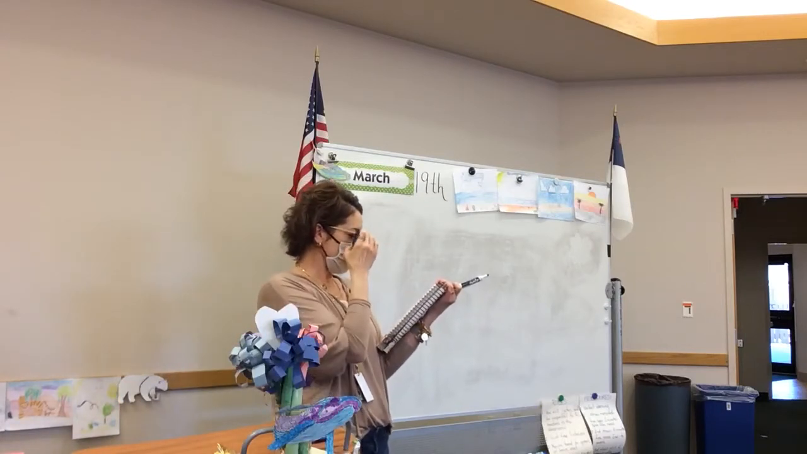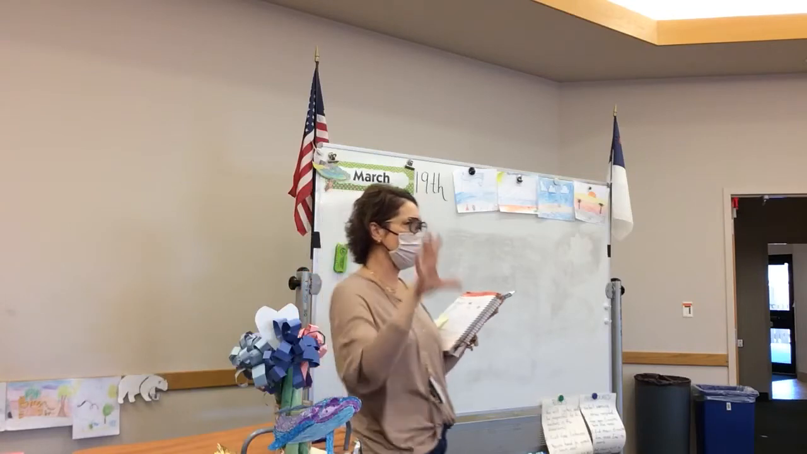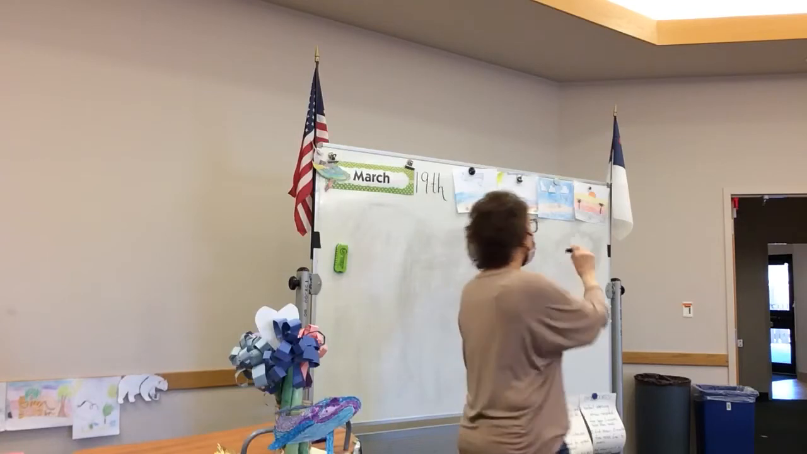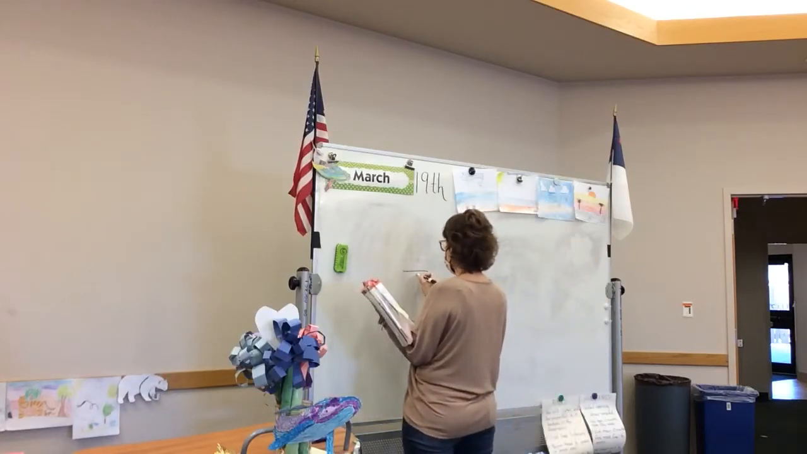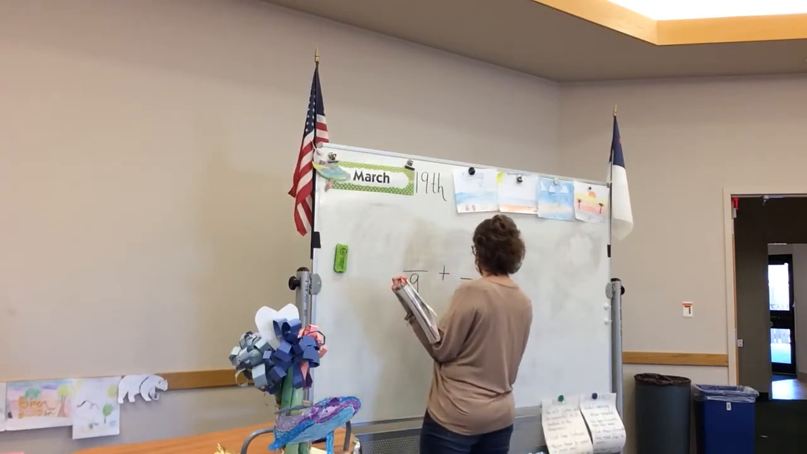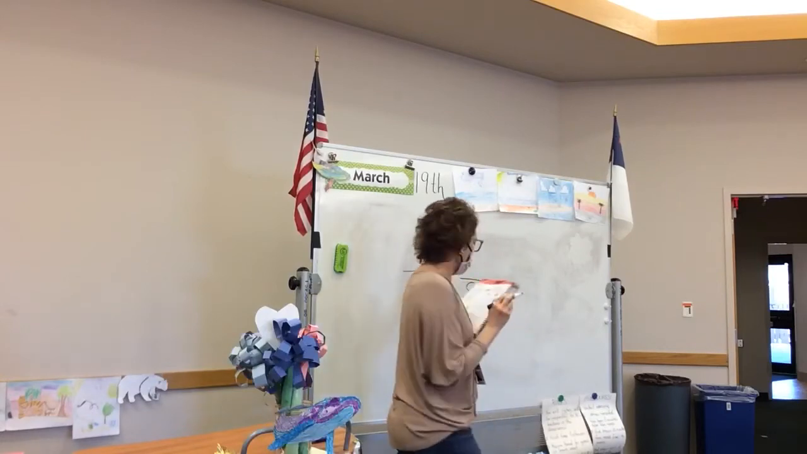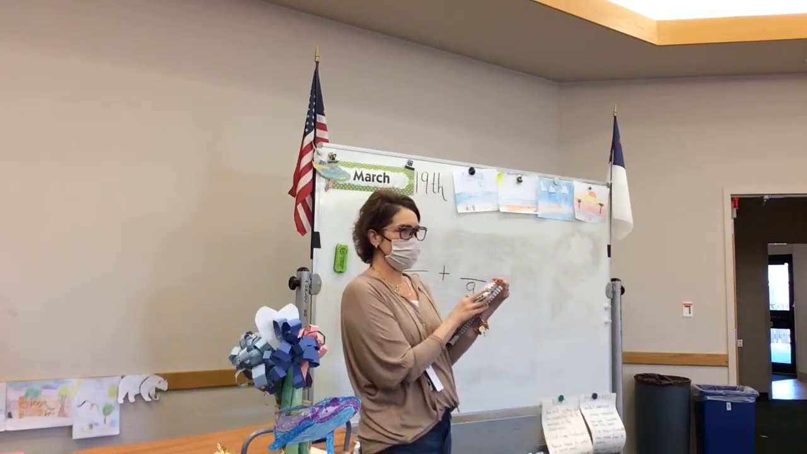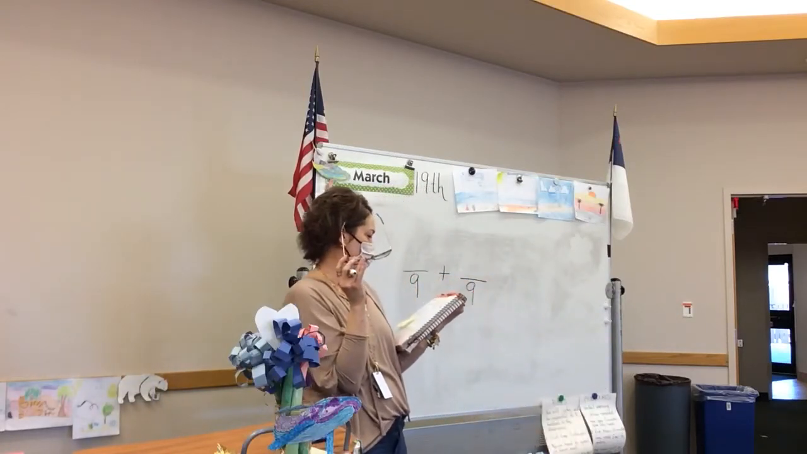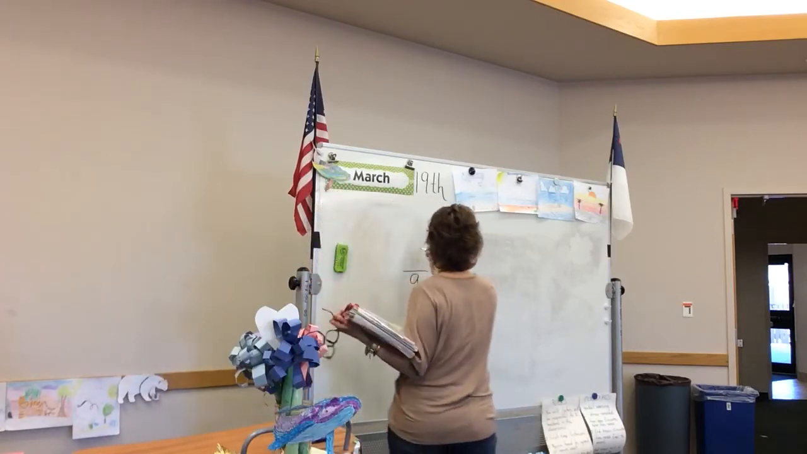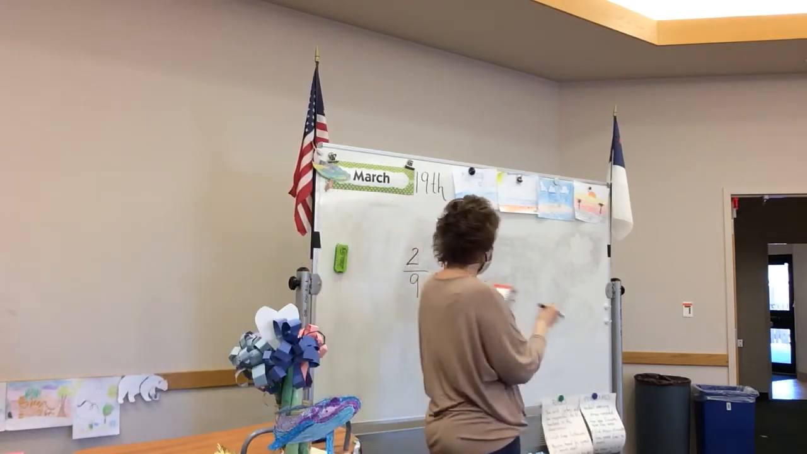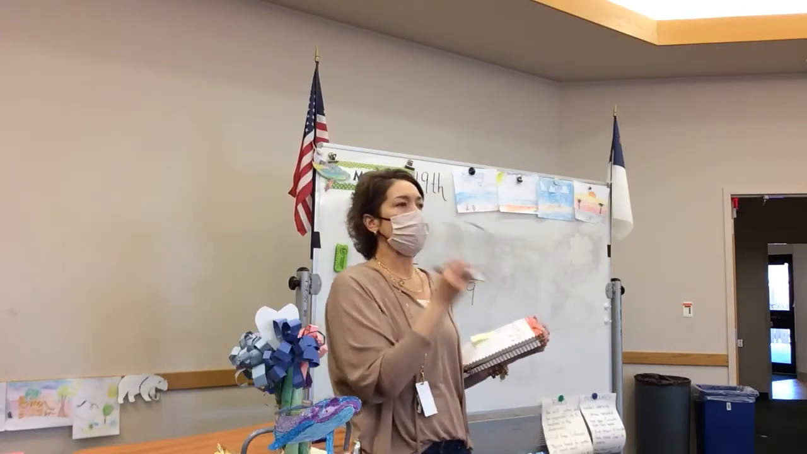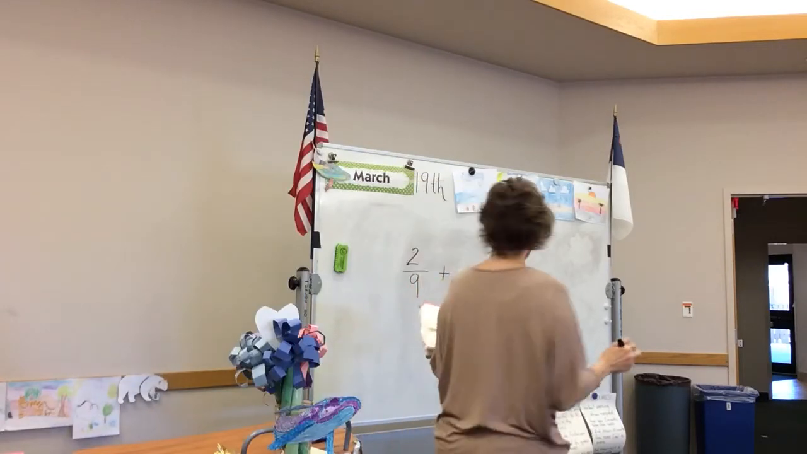All right, what is the denominator? Remember, the denominator is all the parts of the fraction. 9. Yes, very good. All right. What would the purple section of the fraction be? Winchine. 2 ninths. Very good. And then what would the pink fraction be? Gabe. 3 ninths.